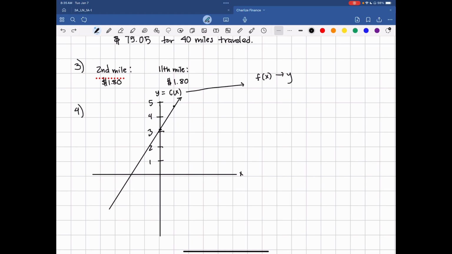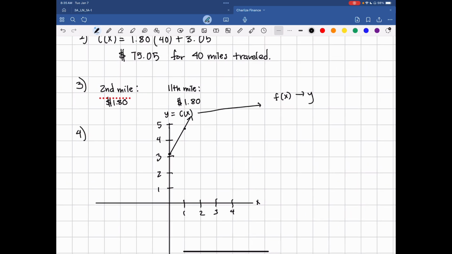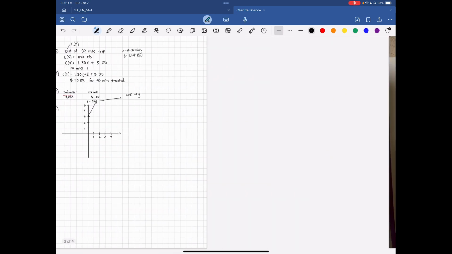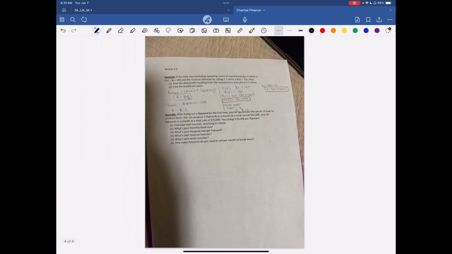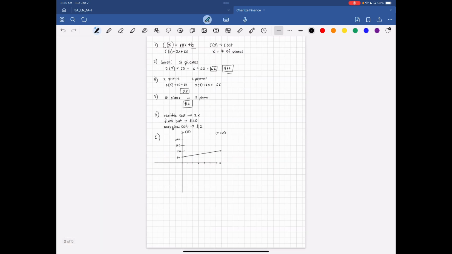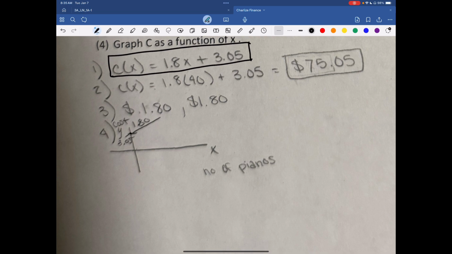And oops, my bad. Usually you wouldn't graph the negative ones. 1, 2, 3, 4. You wouldn't graph the negative because it doesn't make sense to have negative travel, which is why you don't draw a negative. And I see that's also what you did here.